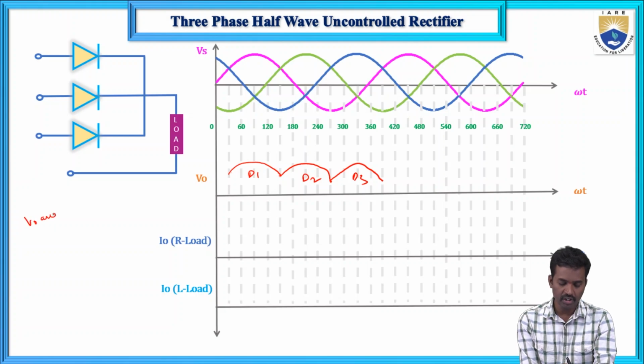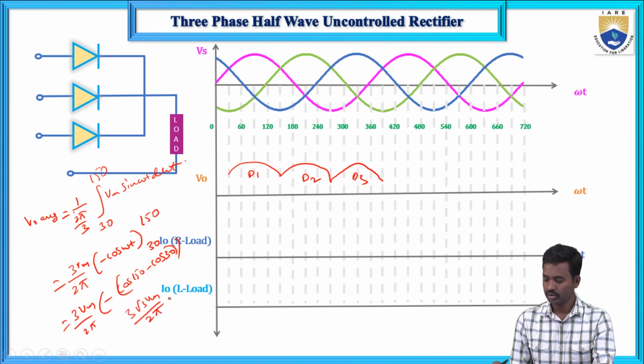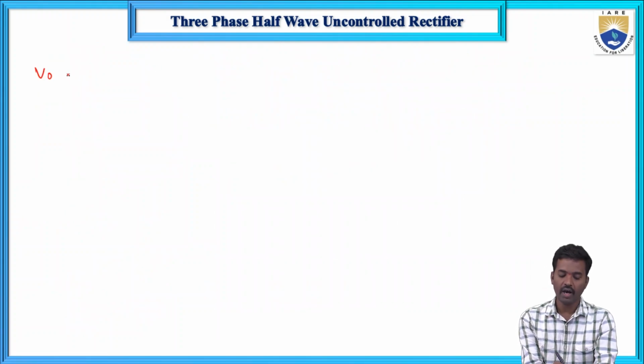Now V naught average equals 1 over 2π/3, since each diode conducts for a 2π/3 duration, from 30 to 150, of Vm sin omega t d omega t. This equals 3/2π times Vm times minus cos omega t from 30 to 150, which equals 3Vm by 2π times (cos 30 minus cos 150). So this equals 3√3 Vm by 2π. So V naught average equals 3√3 Vm by 2π.